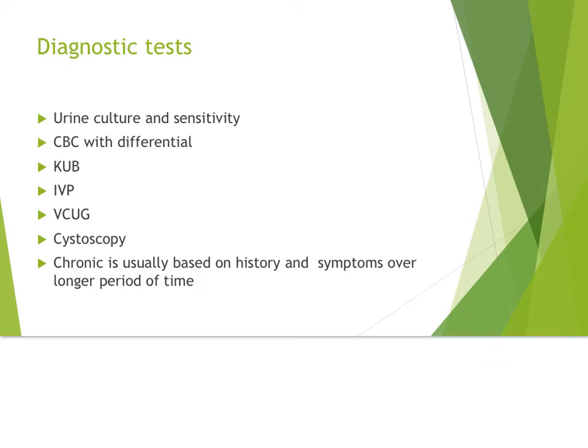If we need to, you could do a cystoscopy. A cystoscopy could tell us, like with the guy, is the reason we have pyelonephritis an enlarged prostate? Are there any strictures? Are there any bladder stones, tumors, etc.? When we're looking at chronic, we're usually basing that upon a history and the fact that they've had repeated episodes over a longer period of time.